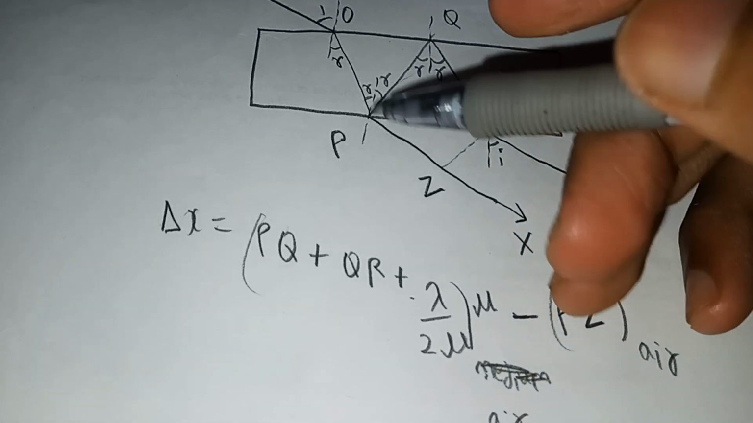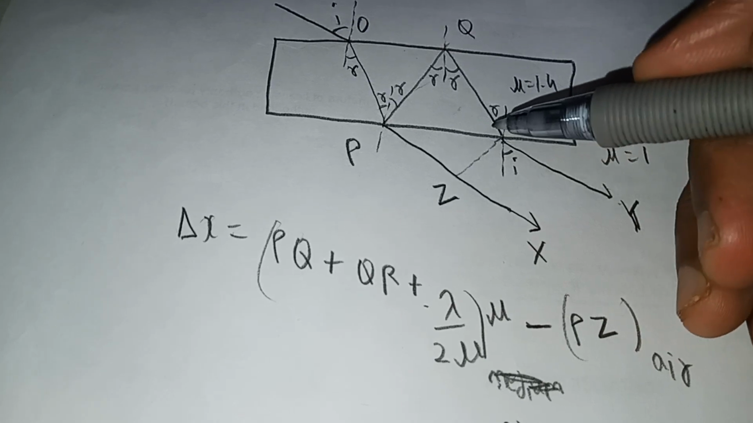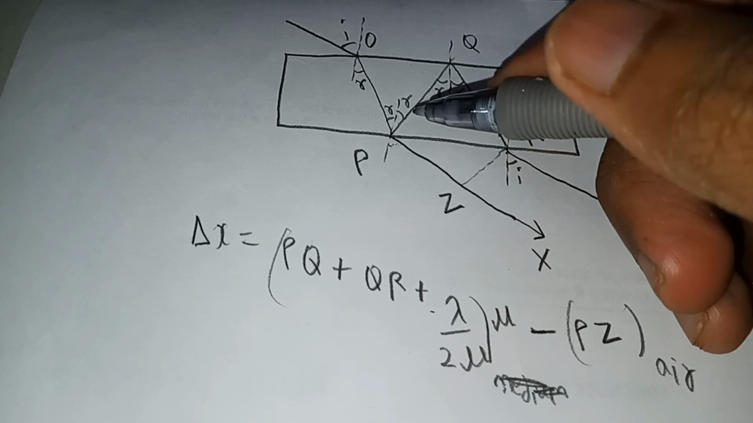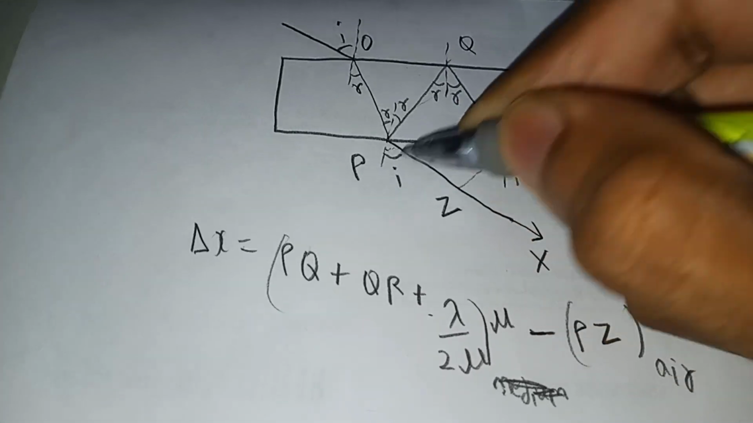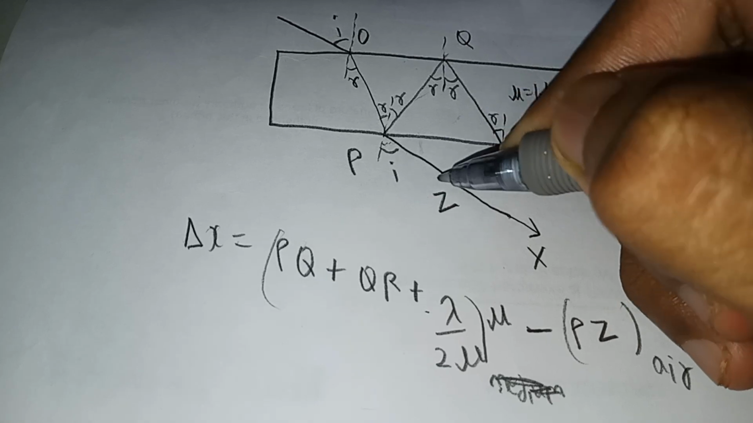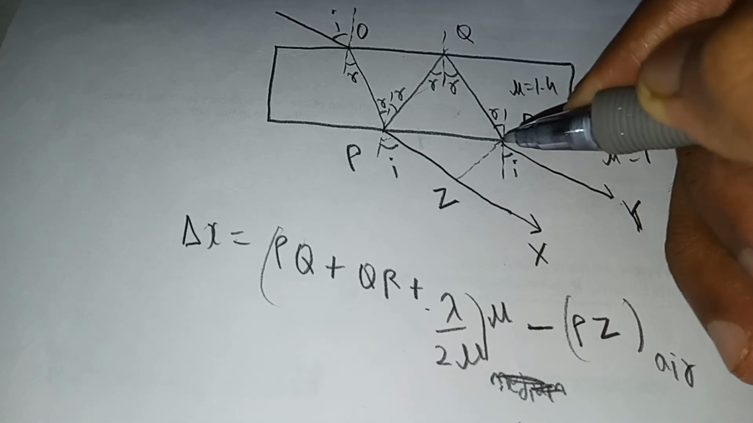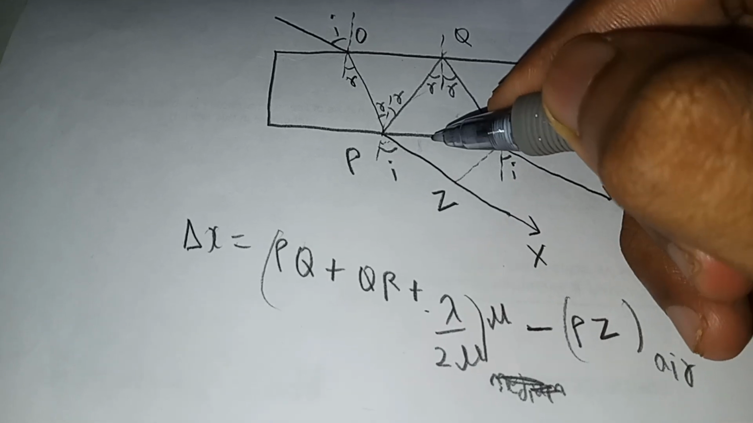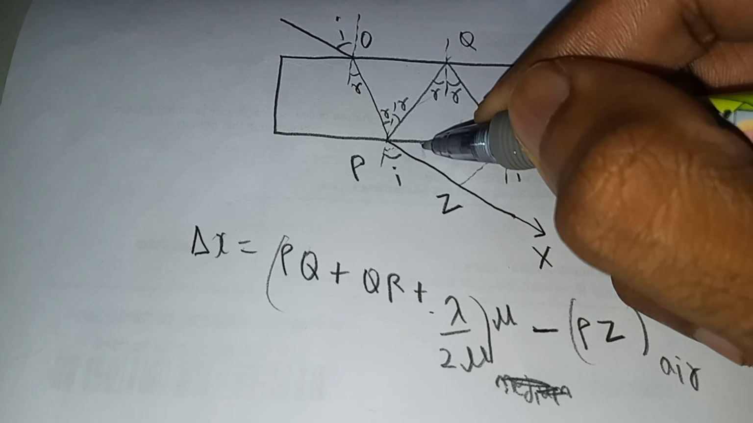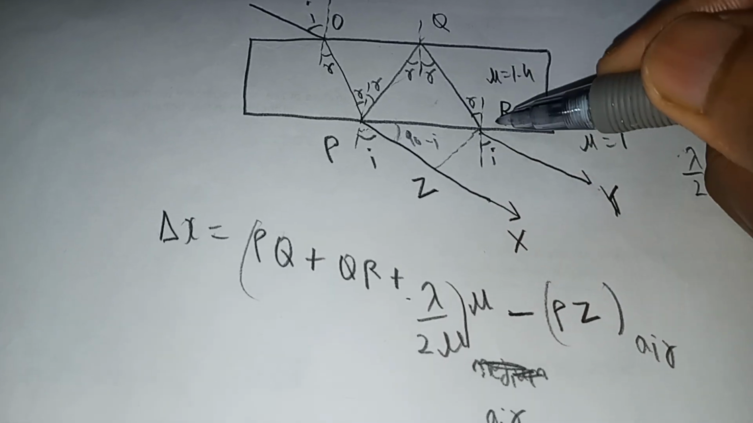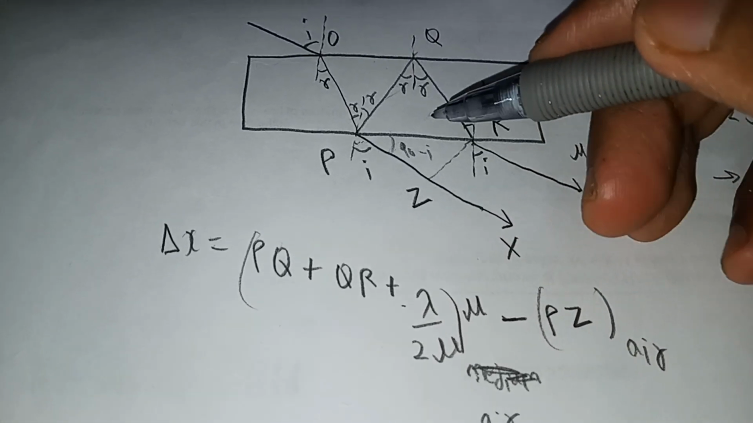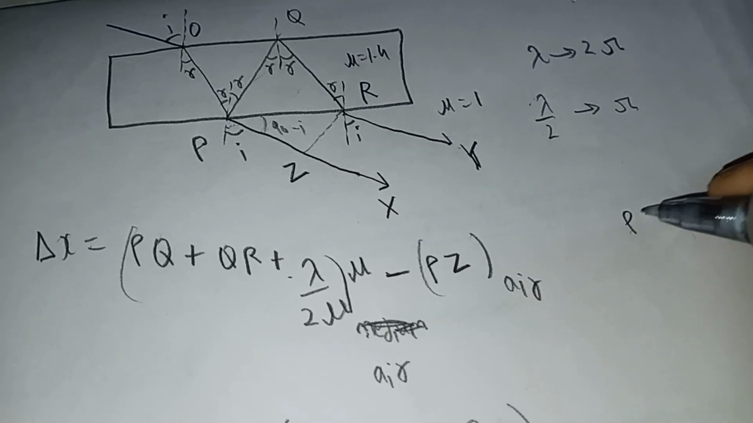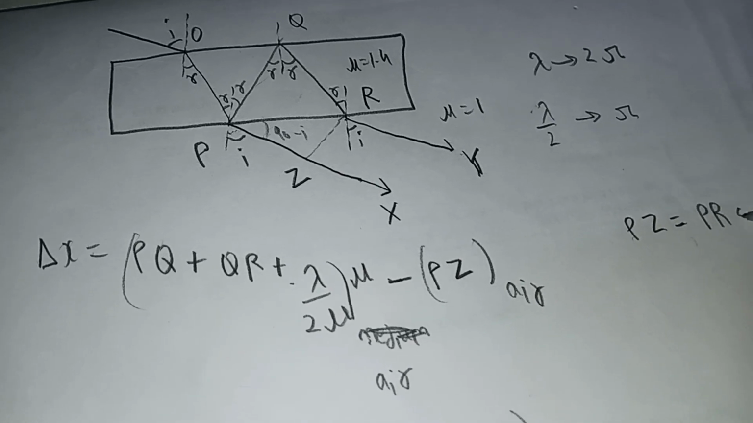Now PZ can be expressed in terms of sin i or cos r. Let us see, this is angle i and this is 90 minus i. So PZ is just PR times cos of 90 minus i. PR into cos of 90 minus i is PZ. So cos of 90 minus i is sin i. So we can write PZ as PR sin i.